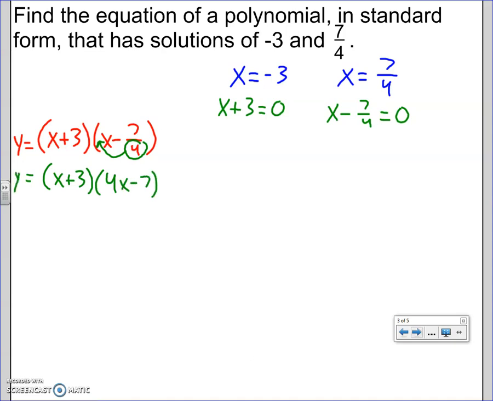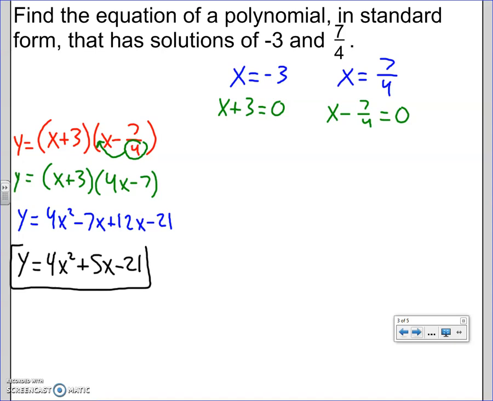Let's double distribute. So x times 4x is 4x squared. X times negative 7 is negative 7x. That's going to be 12x, and that's going to be negative 21. Combine like terms, and I'm done. So there's 4x squared, negative 7 plus 12 is positive 5 with the x, first power, minus 21. That is my answer. If we graph this, you'll see that there's two x-intercepts, two roots, negative 3 and 7 over 4. Alright, so that's the quadratic, because we had two answers.